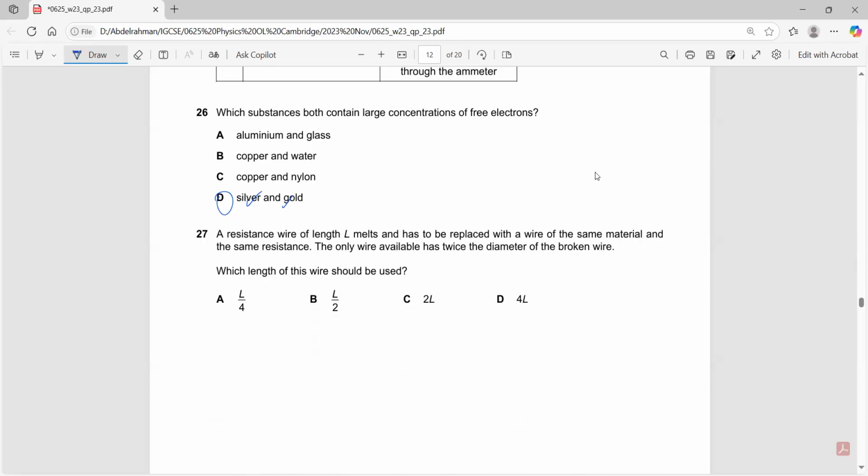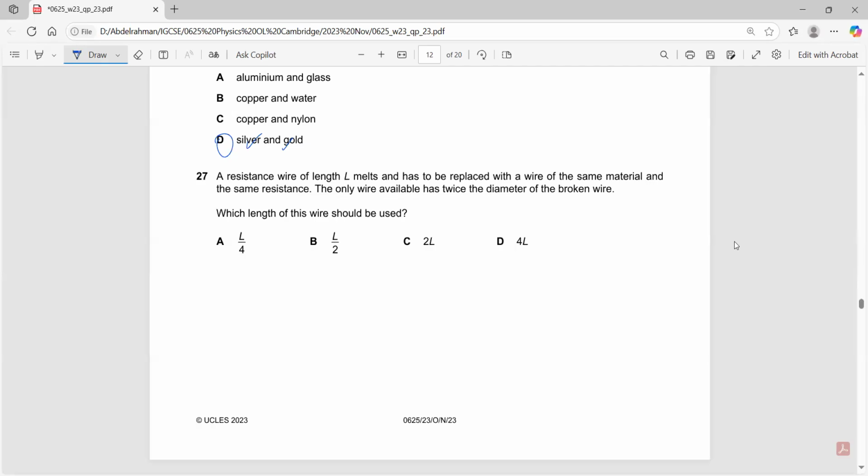A resistance wire of length L melts and has to be replaced with a wire of the same material, same resistance. The only wire available has twice the diameter of the broken wire. Which length of this wire should be used? Okay, so twice the diameter means... How will the resistance change if you multiply the diameter by 2? The resistance will decrease by a factor of 4, right?